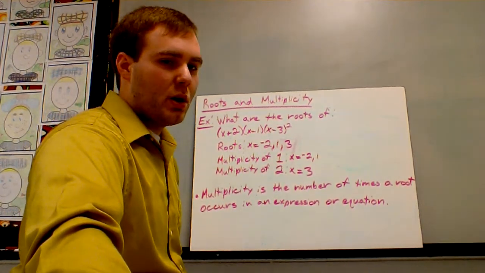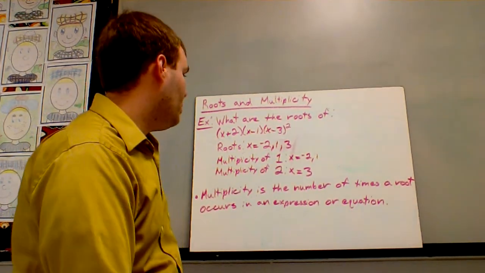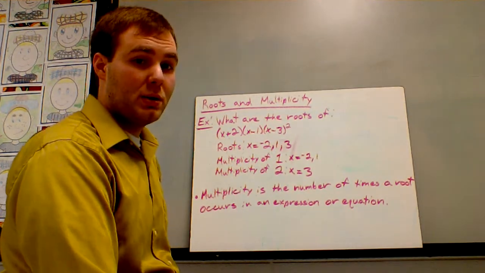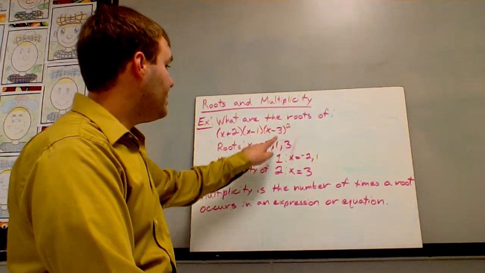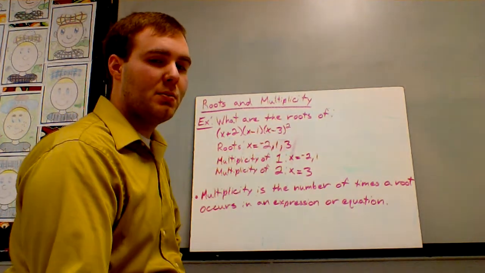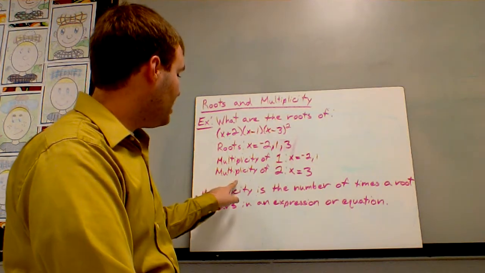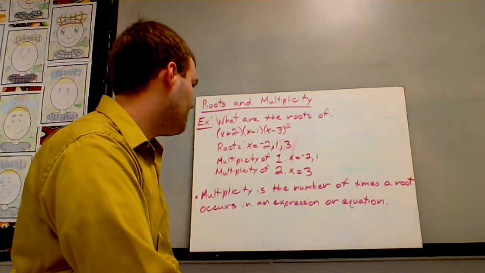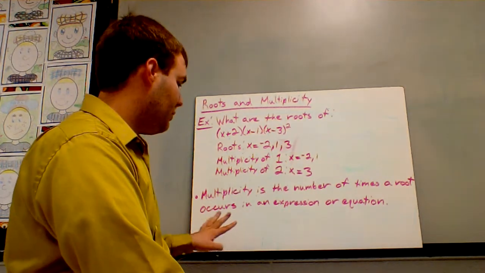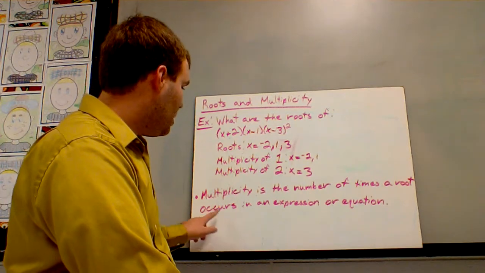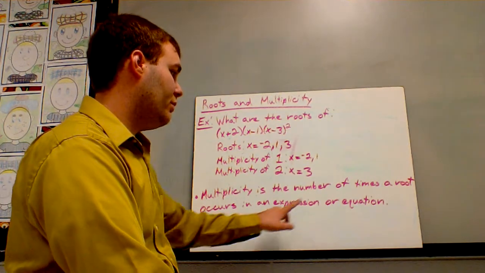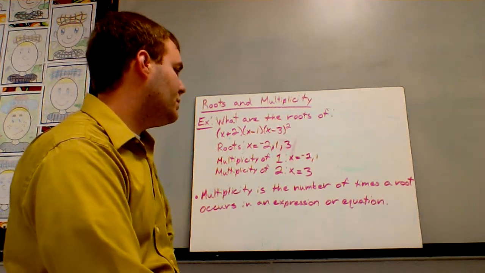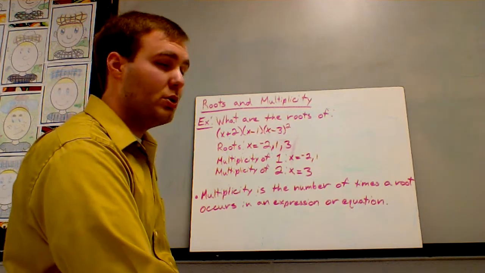Now this is where we start talking about when something shows up more than once. So in these two cases, there's only a multiplicity of 1 because there's only one factor there. But these two, we have two factors of x minus 3. So what we say about it is it has a multiplicity of 2, and we say that that root is x equals 3. And just kind of a vocabulary type thing here, the multiplicity is the number of times a root occurs in an expression or an equation.